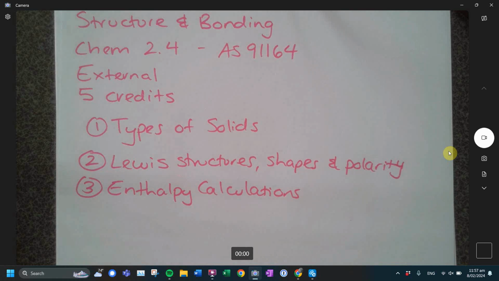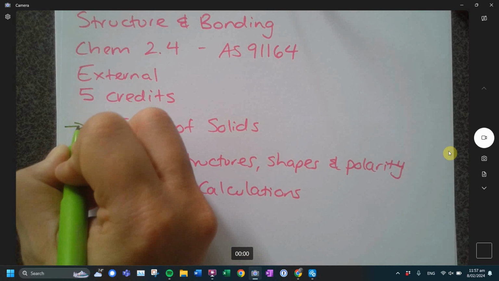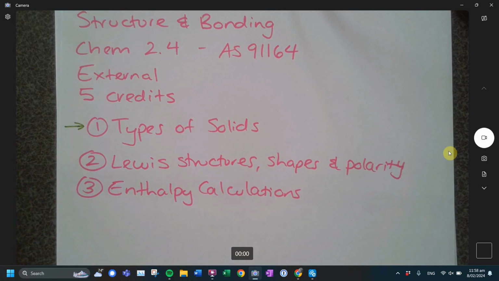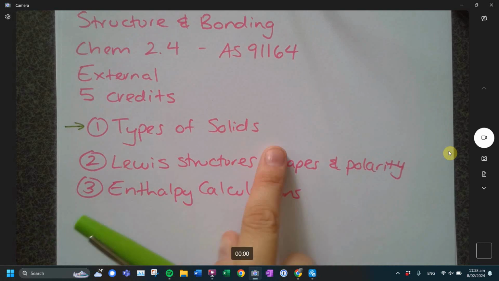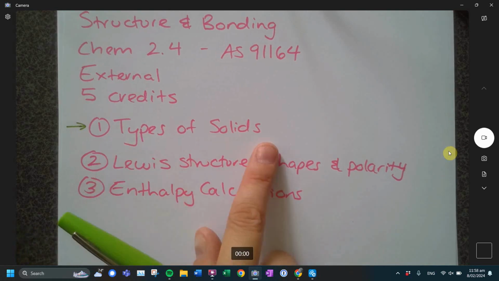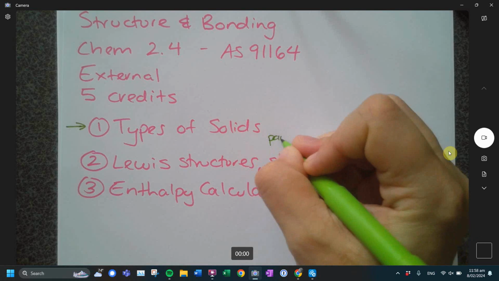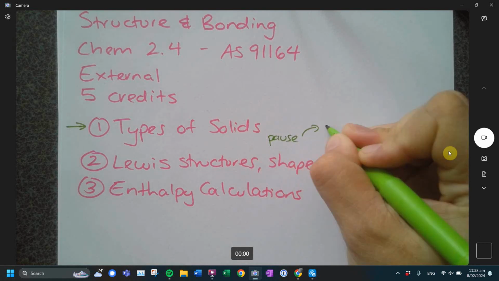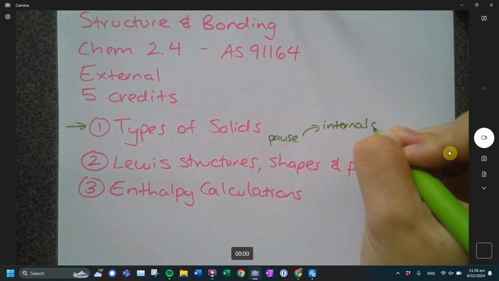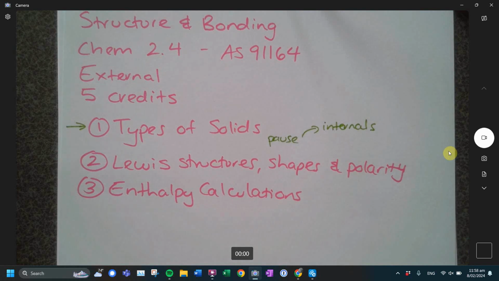Now, what I'm going to do is I'm not going to teach this whole standard from start to finish. We're going to start and stop this standard because I think it goes best with the teaching. So what we're going to start with is the types of solids, which is what we were doing in that previous activity, classifying our matter into one of 4 categories. We're going to do that one first. After we finish that question, we're going to have a pause, and we're going to actually move on into our internals. And in fact, we're going to do all of our internals before we pick back up this standard.